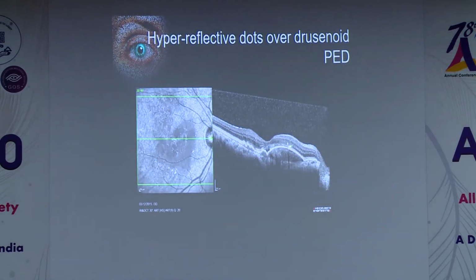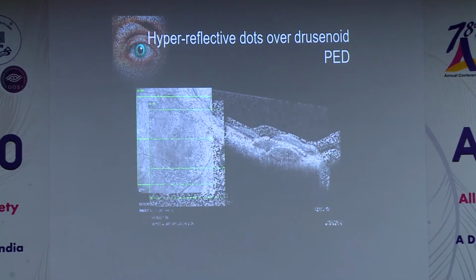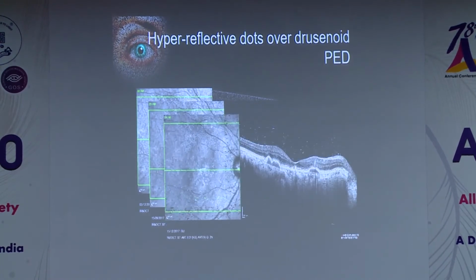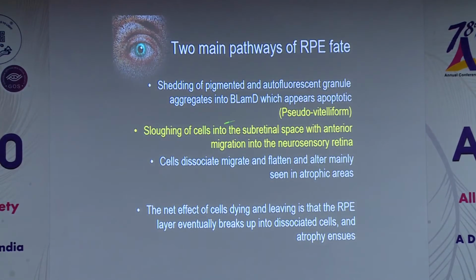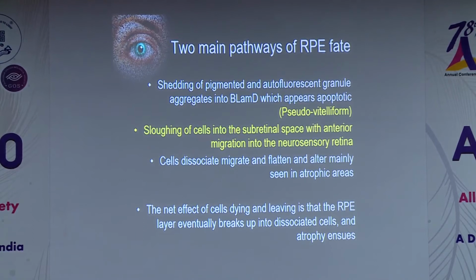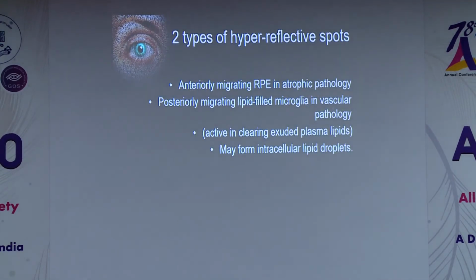You have hyperreflective dots on top of the lesion, like so. And like so, eventually you see that they atrophy, and this is a really good biomarker of atrophy in AMD. So there is another thing called a pseudo-vitelliform appearance, where the material goes sideways.